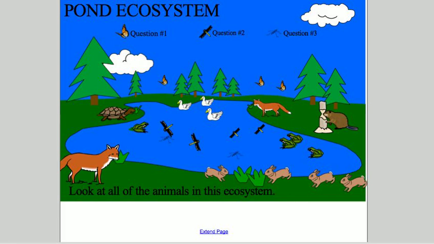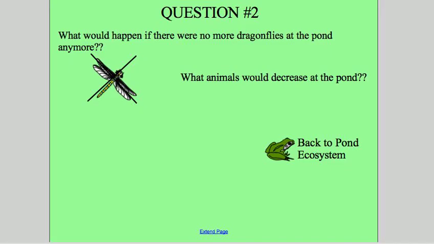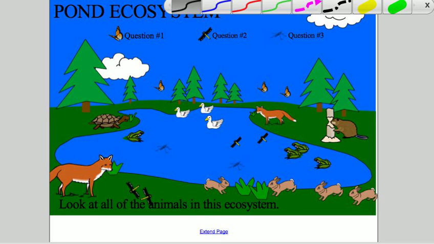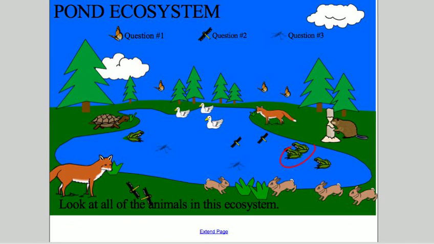Question 2. What would happen if there were no more dragonflies at the pond? What animals would decrease at the pond? Well, if there was no more dragonflies, then the frogs would be affected, as their food source would not be available. So would the turtles. And losing these, the frogs and turtles not being available, would mean there'd be less food for the foxes. So lots of different animals would be affected.